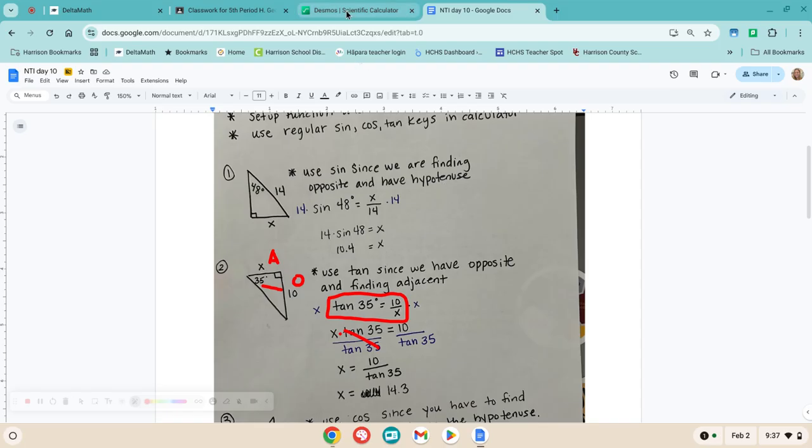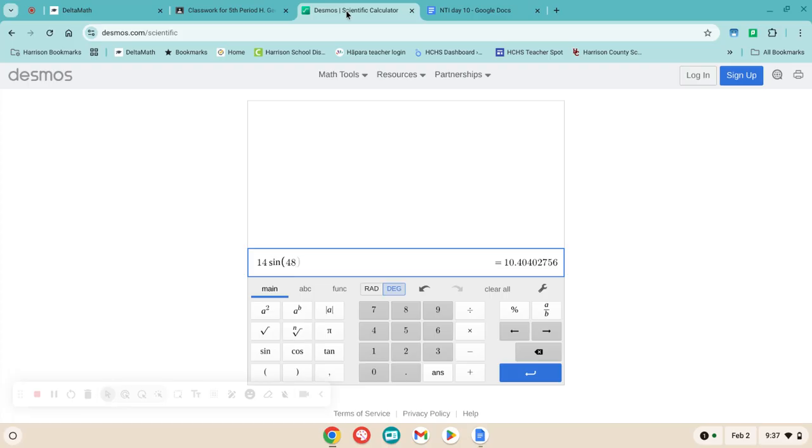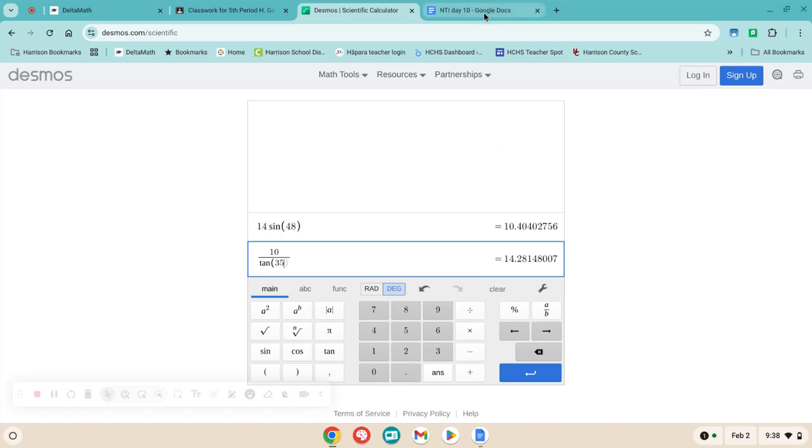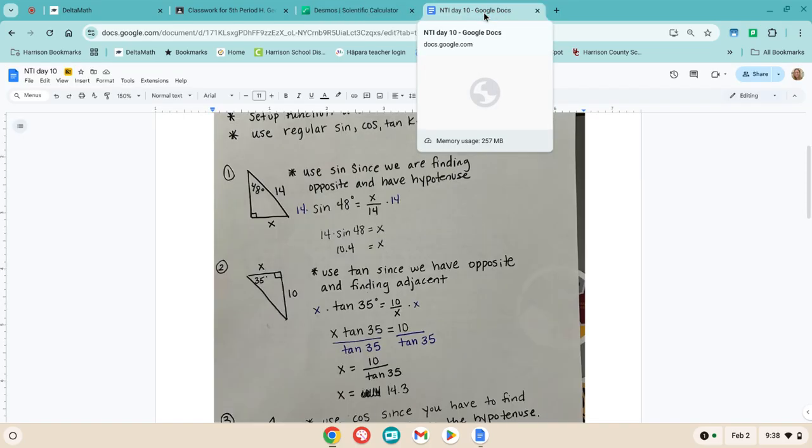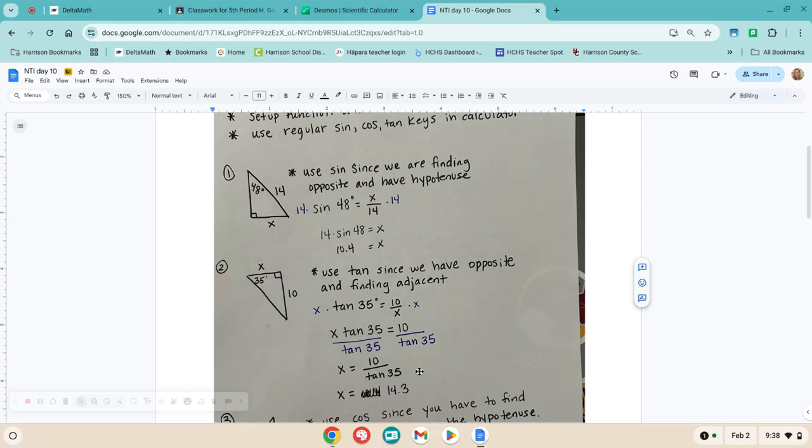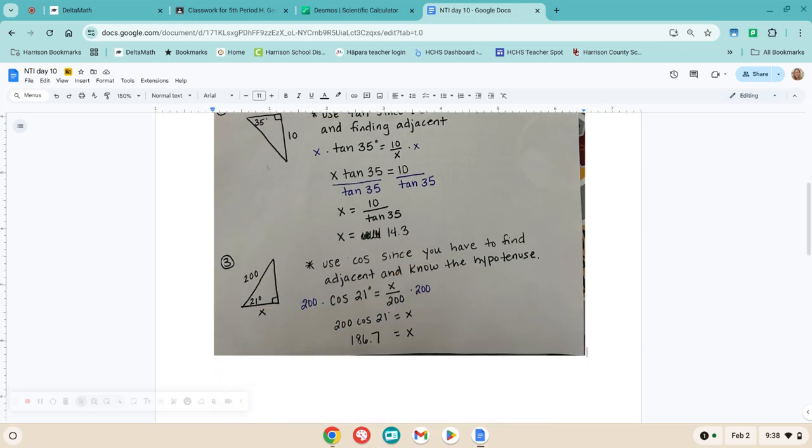And that's where I'm going to go to my calculator. I'm going to put in 10 divided by tan of 35. And then round to the nearest tenth, nearest hundredth, whatever it asks you to do. If we're rounding to the nearest tenth, then we look at the 8, and that makes that round up to 14.3. So you can see we've got 14.3 there. All right, let's look at another one.